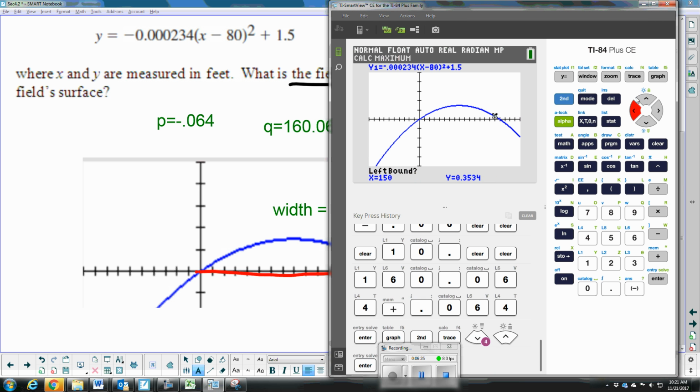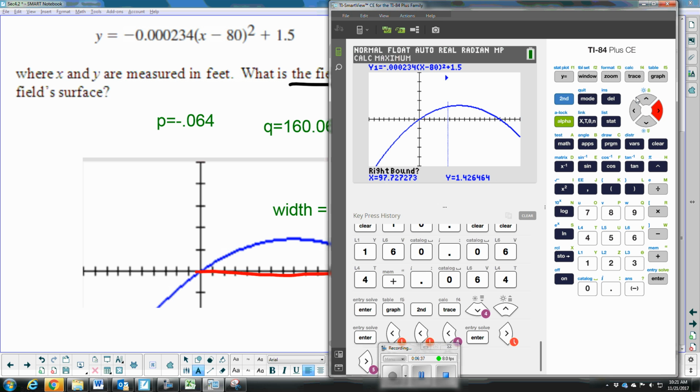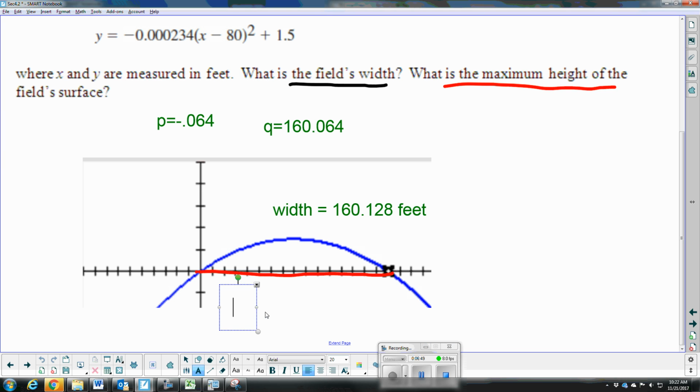So it's going to ask us for a left bound again. And so you'll just go to the left-hand side of the vertex, and then it'll ask you for the right bound. And so you have to go to the right-hand side of the vertex. And then it'll give you the maximum, 79.9999986. So we're going to round that to 80. And that's for your x-axis, your x-coordinate.